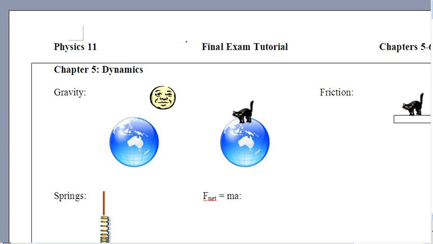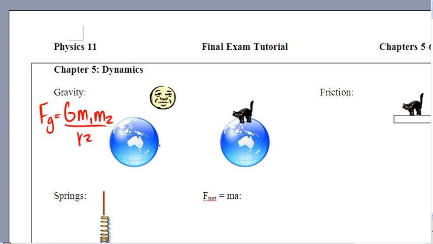All right, final exam tutorial, chapters 5 and 6. Starting with chapter 5, dynamics. A couple of equations that we can use for gravity. The first, Fg equals big G times m1 times m2 all over r squared.